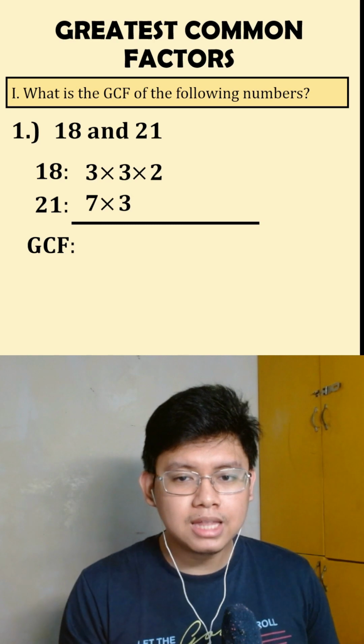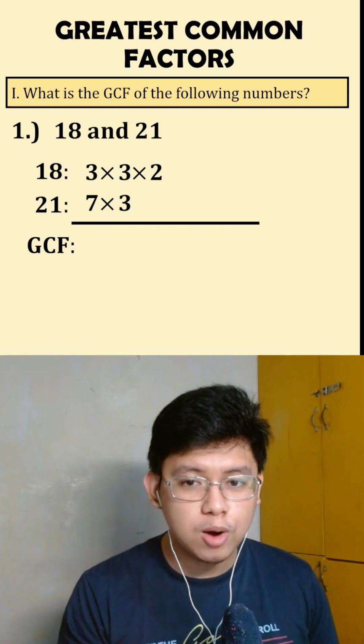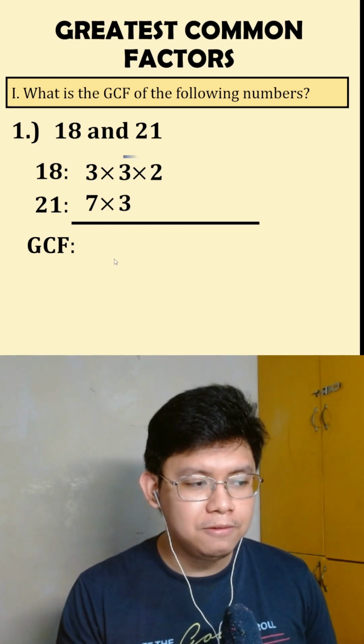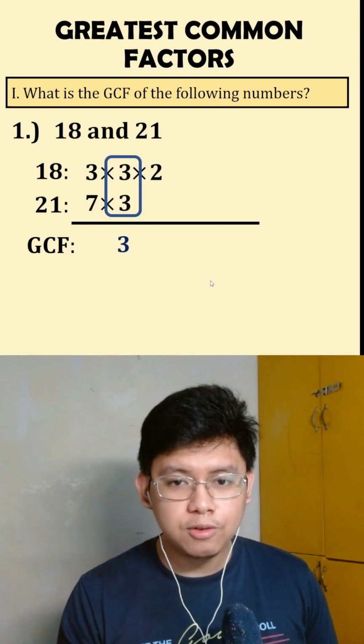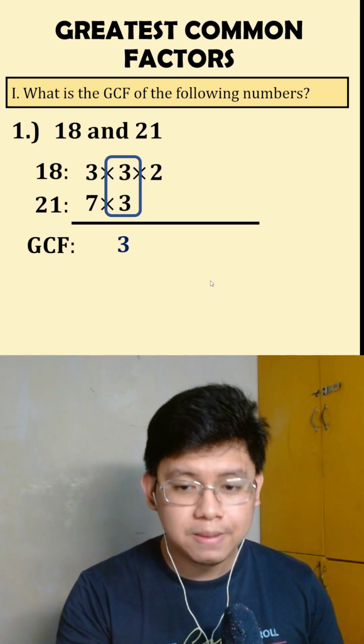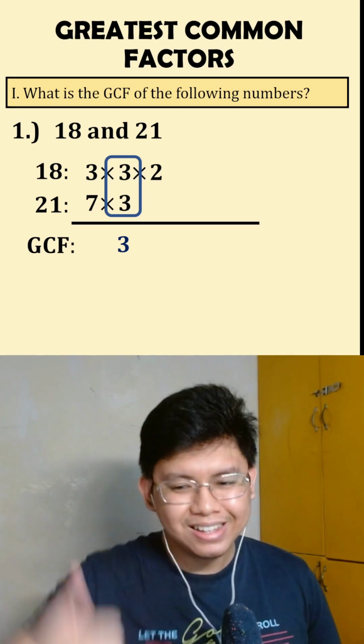Now, pag sinabing greatest common factor, kukunin lang natin yung common na factors. So, we have 3 as their common factor. So, yung GCF natin for this item is going to be 3. And that's it. Tara! Alright.